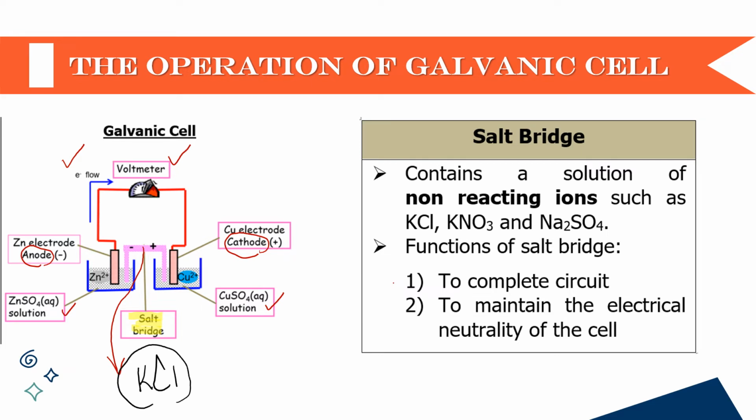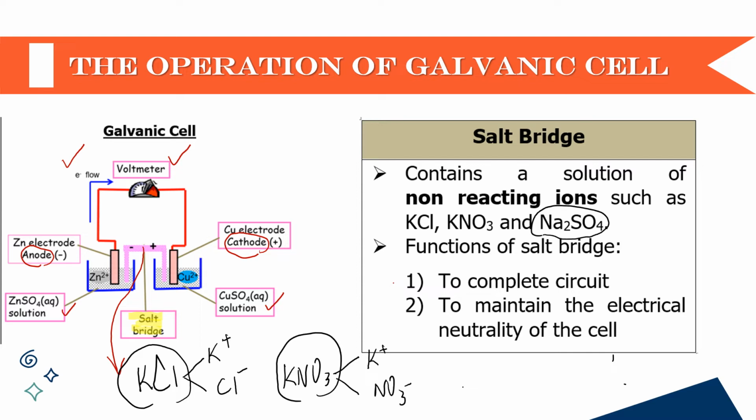The most important part of our salt bridge is that we must have a salt solution that can dissociate completely into its ions. So we will have here K plus and Cl minus. Same goes if I have KNO3. It will dissociate completely into its ions, so K plus and NO3 minus. Same goes with Na2SO4. So you will have Na plus and SO4 2 minus. We must have these ions, the negative and positive ions.